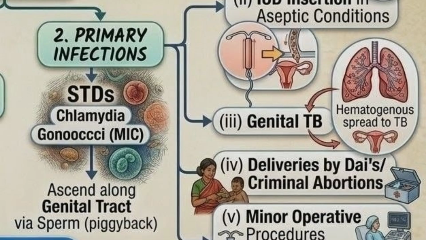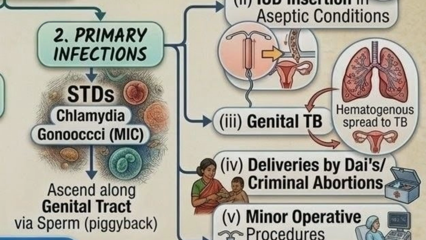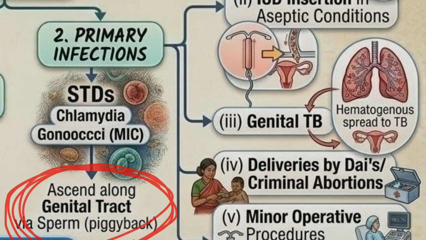So, who are the main intruders? The biggest culprits are sexually transmitted diseases, especially bacteria like chlamydia and gonococci. These are incredibly common in sexually active women under the age of 20. And here is a wild medical fact: these bacteria actually piggyback on sperm. They literally hitch a ride on a moving sperm to ascend up into the genital tract.